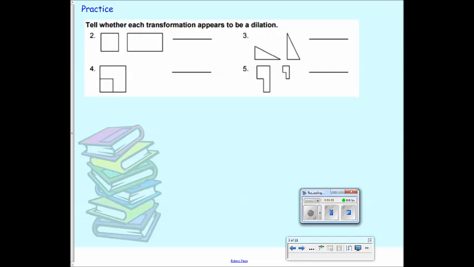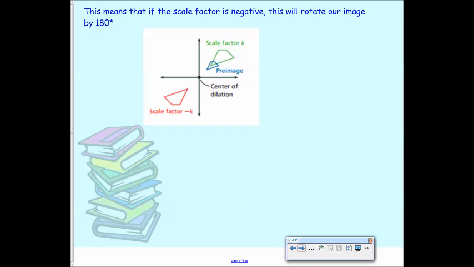Now, if a scale factor is negative, what would happen to the x and y values? They would become negative. If x flips and y flips, what happens to the image? It reflects over this line, or you could consider it a rotation. How many degrees? 180. So like 2 turns, right? When it's a negative scale factor, that's essentially a rotation by 180 degrees.